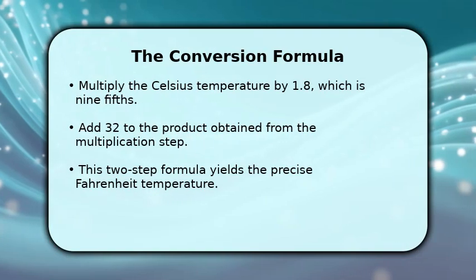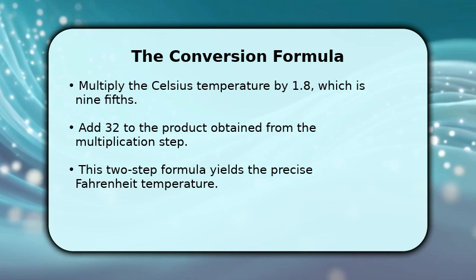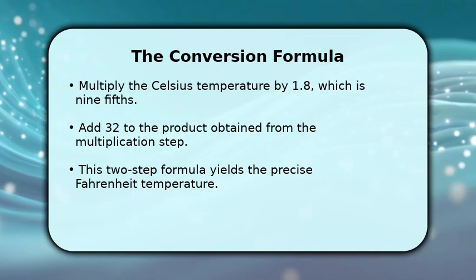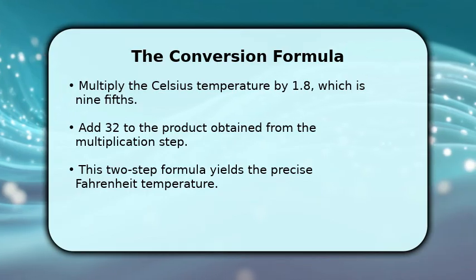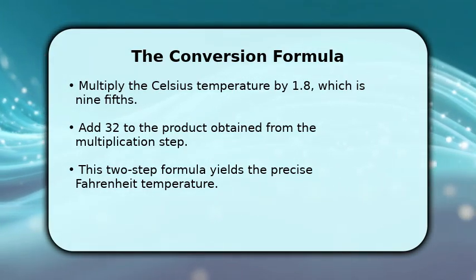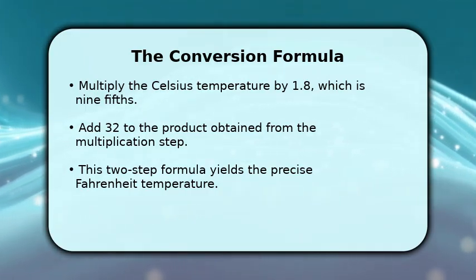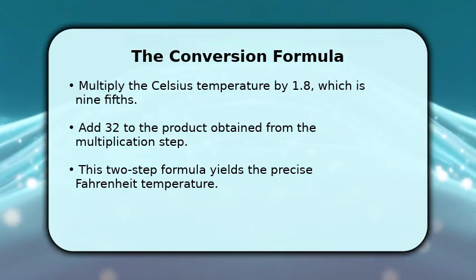The core of converting Celsius to Fahrenheit lies in a simple two-step formula. First, take your Celsius temperature and multiply it by 9/5. Once you have that result, the second step is to simply add 32 to that number. This straightforward process will give you the exact Fahrenheit equivalent every time.